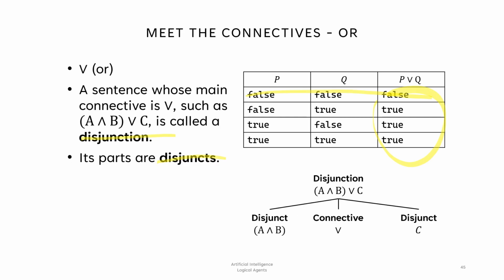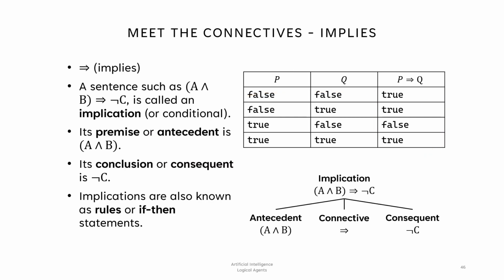Then we have implies. So this relationship is called an implication or a conditional. The first sentence, the one that goes before the actual implies symbol, we're going to call that the premise or antecedent. I typically use the latter. And then the sentence that comes after the symbol is the conclusion or consequent.